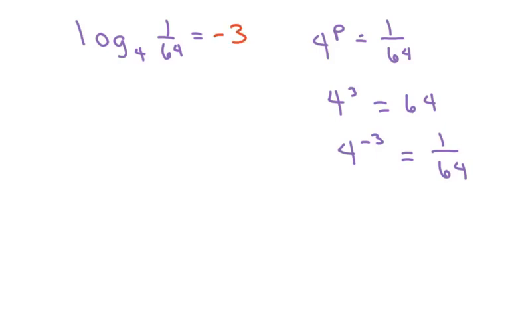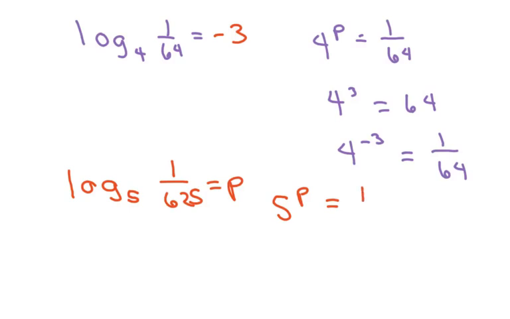And the next one, I have log base 5 of 1 over 625. If you rewrite this, we have 5 to a certain power, because we're looking for our p, equals 1 over 625. We know 5 to the 4th is 625. Since we have 1 over 625, it's going to be 5 to the negative 4 equals 1 over 625. So my p is -4.